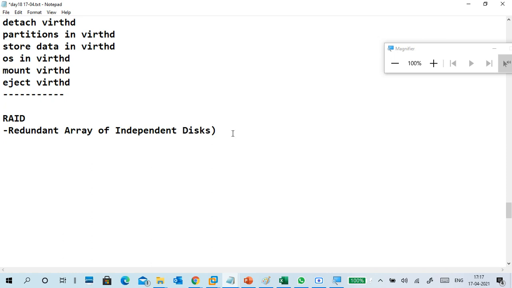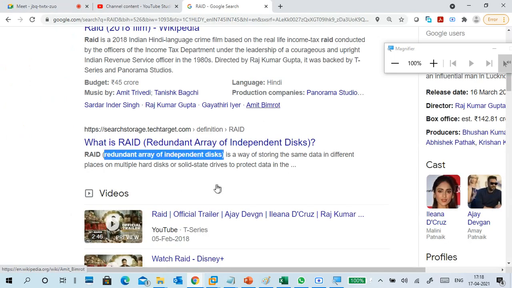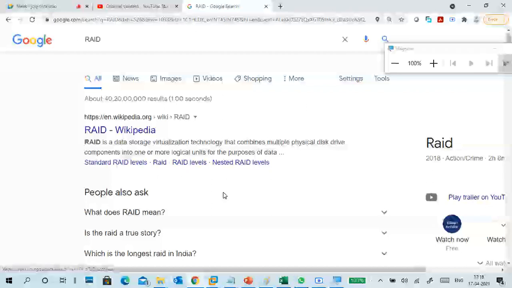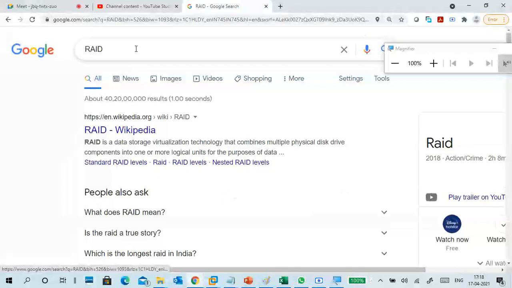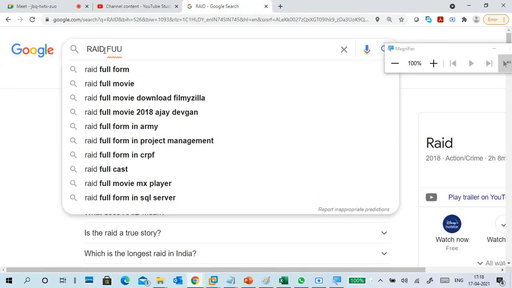Okay, two definitions are there. So if someone says no, it's not independent, it is inexpensive, see Google, see the textbook and all. So both ways are used in our computer technologies. So RAID full form.